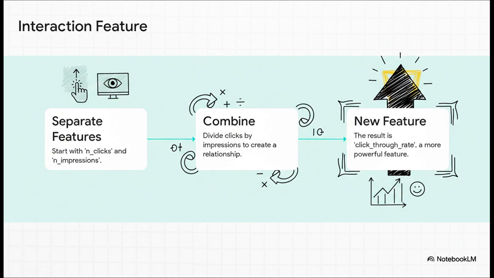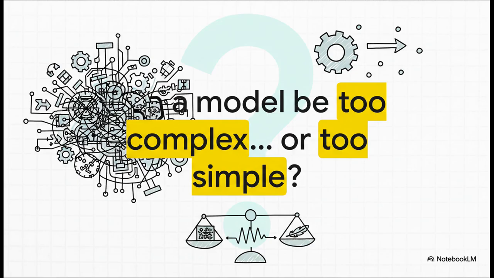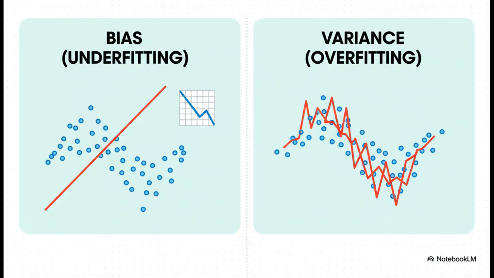That's so much more insightful than just the raw numbers. But, and this is a huge but, all this creativity, all this engineering, it creates a fundamental problem, a real conflict that is at the very core of machine learning. Can a model be too smart for its own good, or too simple?